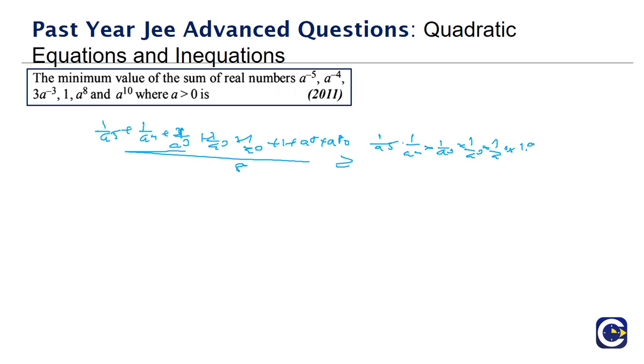into 1 into a power 8 into a power 10, whole power 1 by 8, which implies 1 by a power 5 plus 1 by a power 4 plus 3 by a power 3 plus 1 plus a power 8 plus a power 10 is greater than or equal to 8 into this value, which is nothing but 1 power 1 by 8. So the answer for this question is 8. Moving on to the next question.